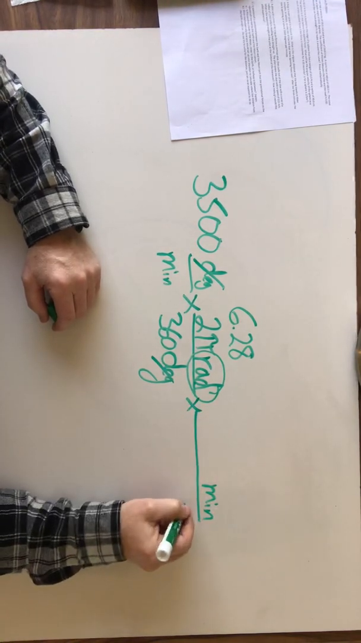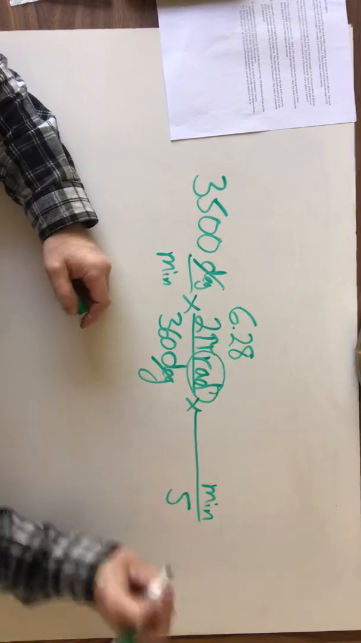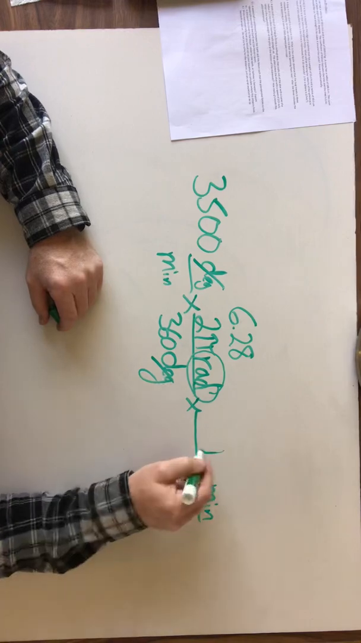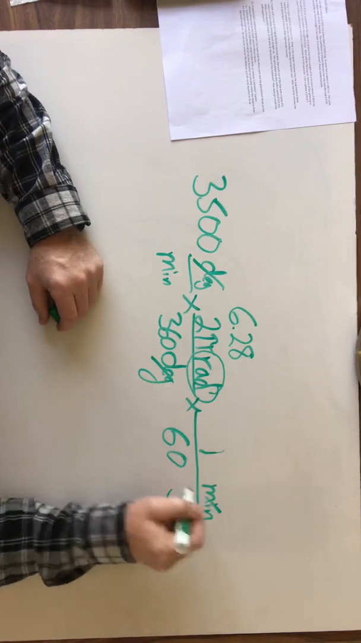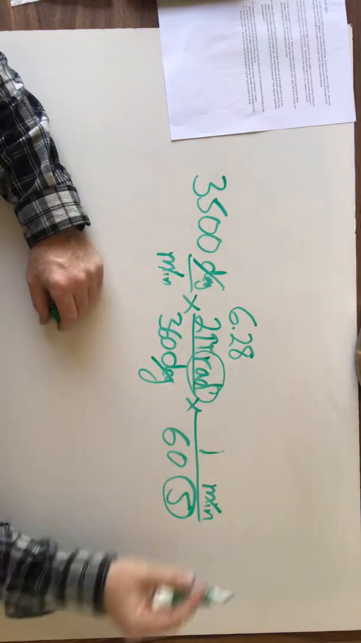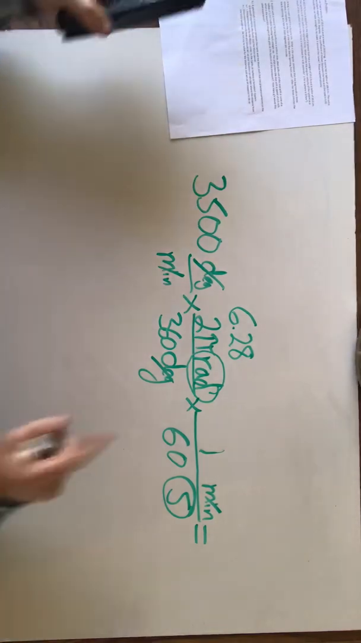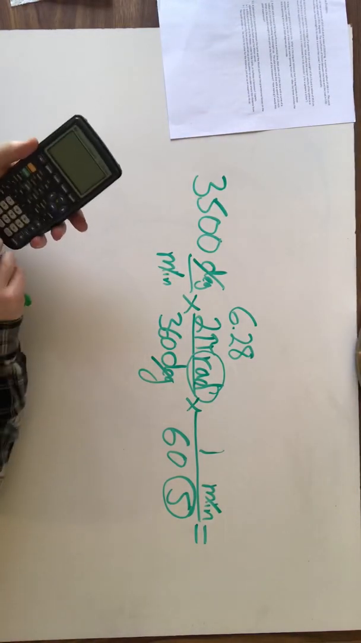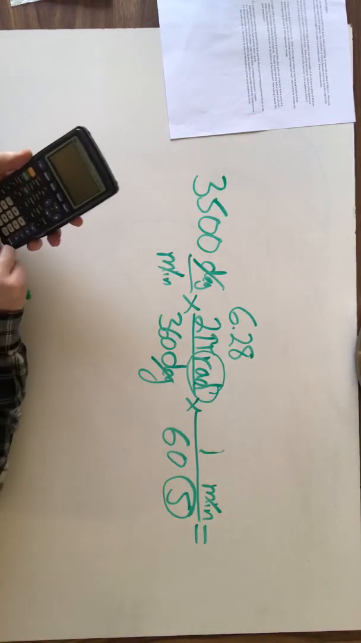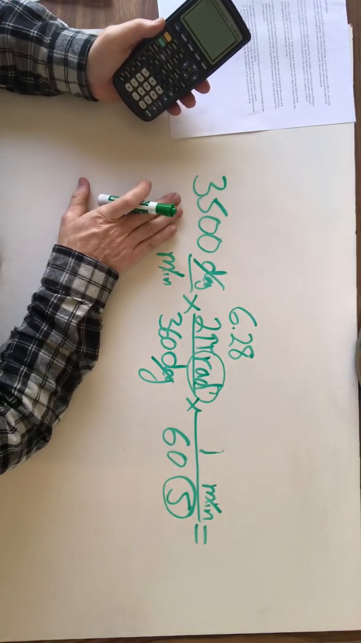On the bottom, we want to go from minutes to seconds, or radians per second. So seconds, you know that 1 minute has 60 seconds in it. So minutes are gone. Radians per second is what I have. Do the math, and I have a final velocity. Because remember, this is the final velocity after 3 minutes of spinning around. So after 3 minutes of spinning around, now think about it, 3,500 degrees per second.